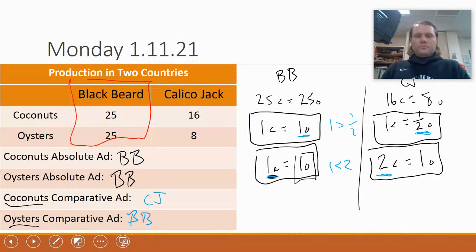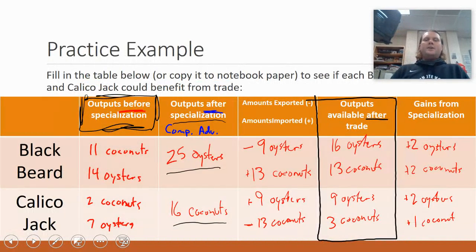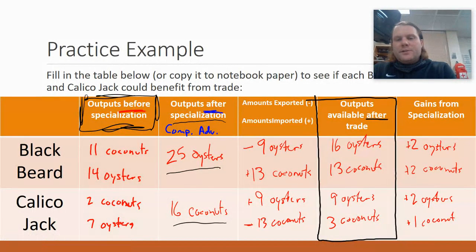Same thing if I am Calico Jack and I'm producing coconuts. I've got to get more than half of an oyster for the coconut that I'm giving. If I get less than half of an oyster, I can stop producing coconuts and just produce that oyster. If I'm only getting a third of an oyster for this coconut, it's no good. So I've got to be more than this one half. Let's double check. If I put this into a fraction, I'm getting 9 oysters for 13 coconuts. That's more than one half.